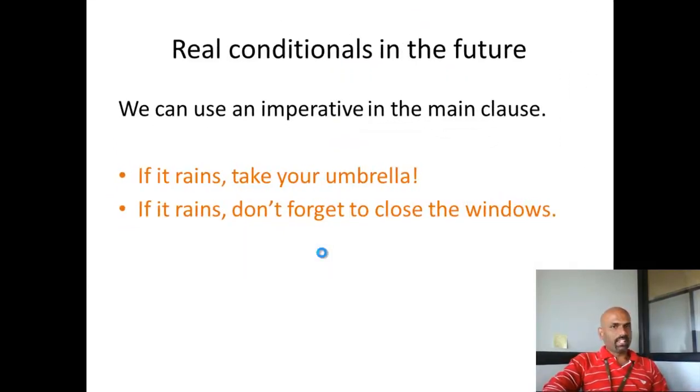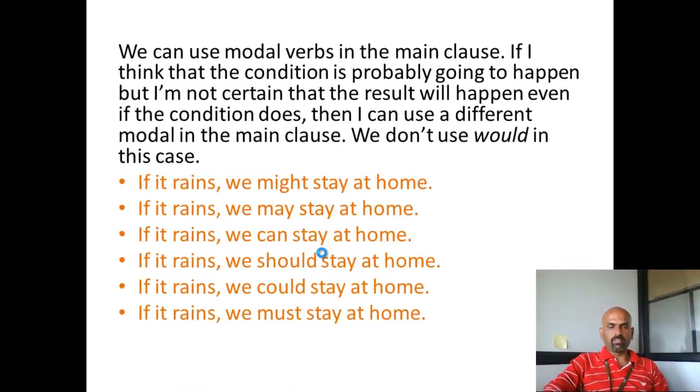Next one, if it rains, take your umbrella. That's the imperative form, which we have seen already, I guess. If it rains, don't forget to close the windows. That's imperative form. Here, look at the different use of might, may, can, should, could, must. Might, may, can, should, could, must can be used in the main clause.